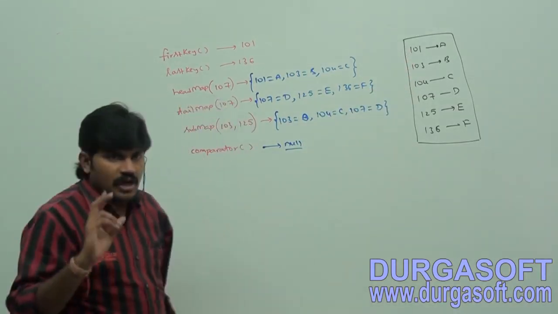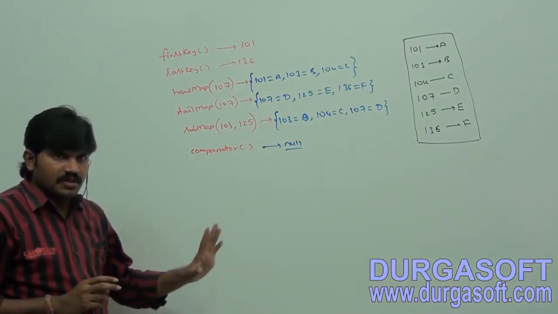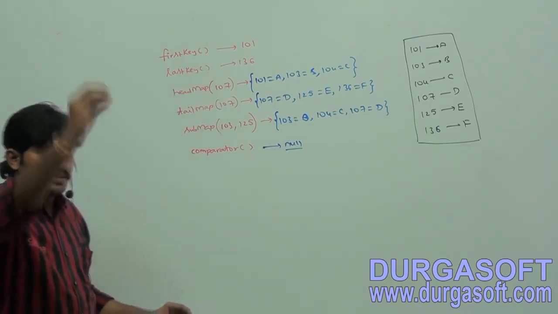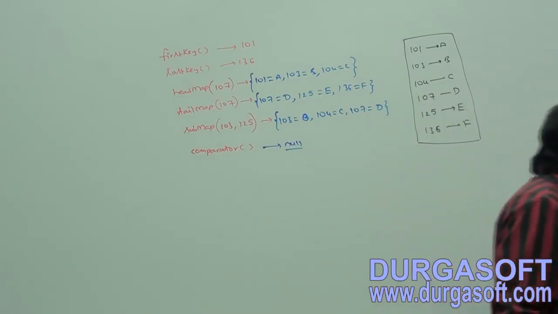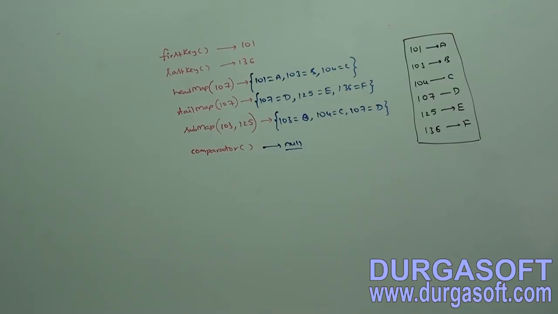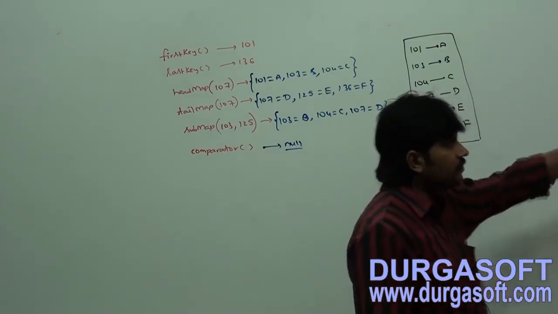These 6 methods are specific to sorted map. Is it clear? Right? Sorted set contains which methods? Exactly the same methods are available even in the sorted map also. Okay. Sorted map defines the following specific methods. Okay, take these methods first.